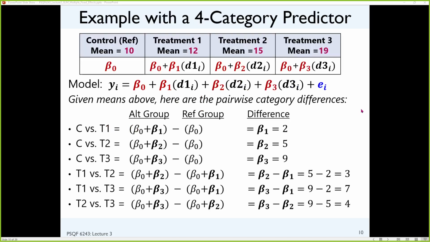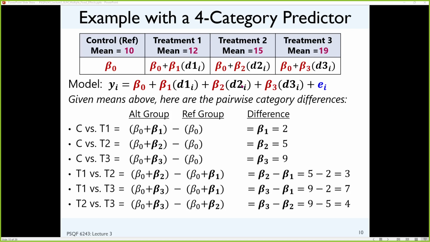Okay. So how are we doing with this? So a 4 category is 3 treatments and a control, as an example. There's probably lots of other 4 category examples out in the world. And it's up to you which one you designate as a reference group relative to the others.